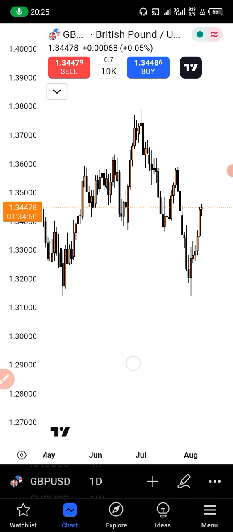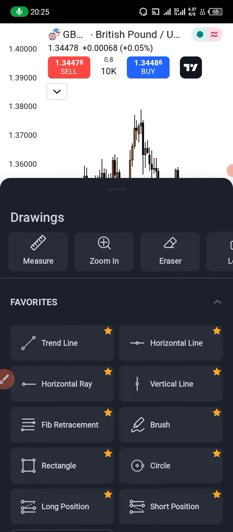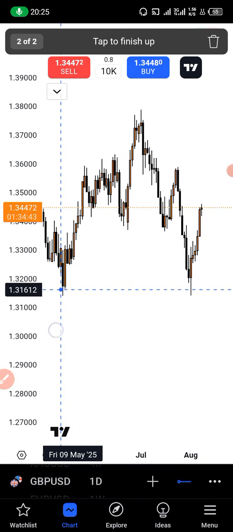Now we have a key level here, okay, and if you see that, you would actually discover that there is a key level down here.